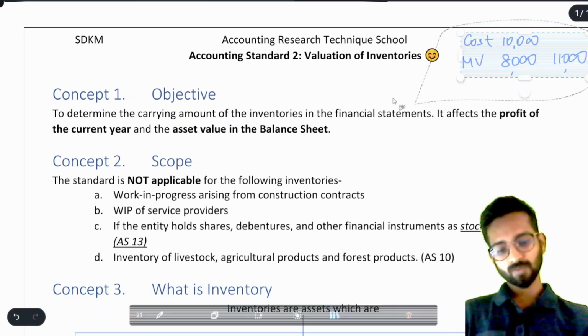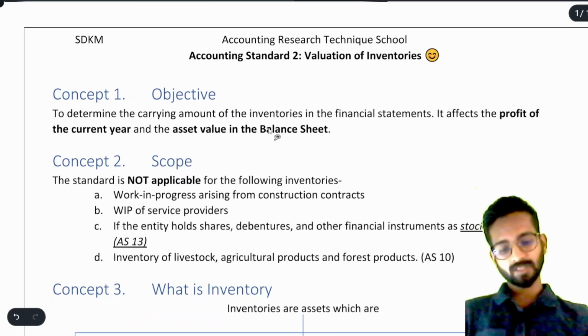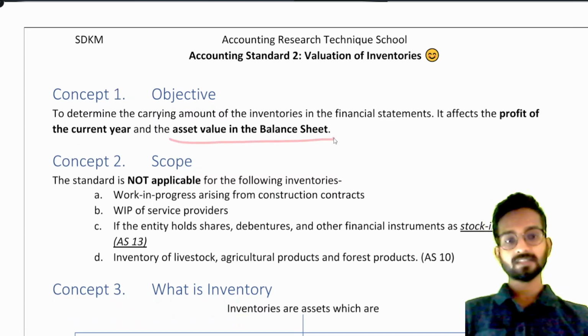Now, we'll begin with the objective of the accounting standard. See, what does it say? To determine the carrying amount of the inventories in the financial statements. Financial statements are the profit and loss account and the balance sheet. It affects the profit of the current year and the asset value in the balance sheet. See, how does the valuation of inventory affect the profit of the current year?